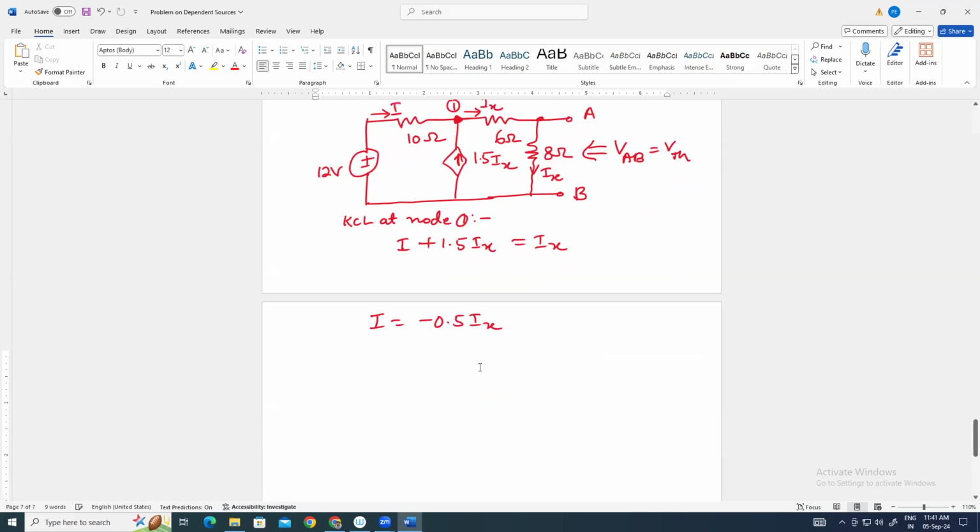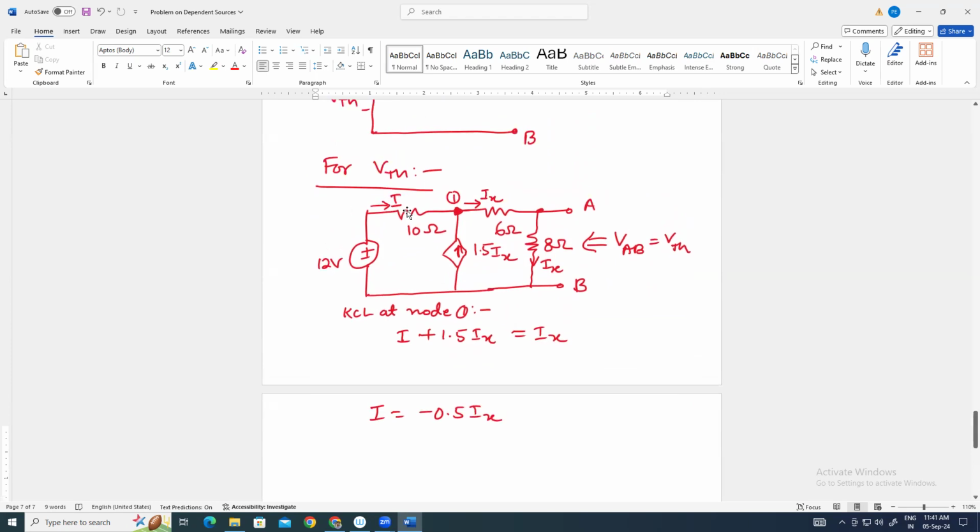ठीक है, it means ultimately this current direction will reverse. Okay, so the actual current direction will reverse. So इसका करंट इधर होगा, करंट इस साइड होगा. So if we reverse the direction, our current will be I is equal to 0.5 Ix now.